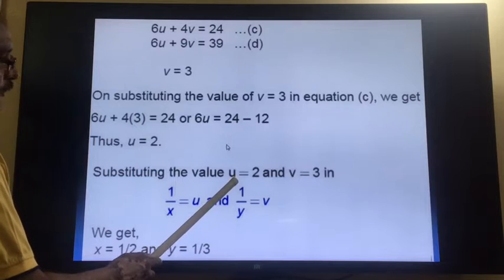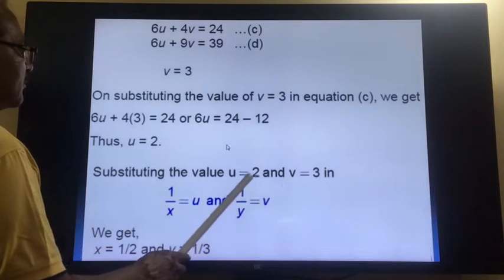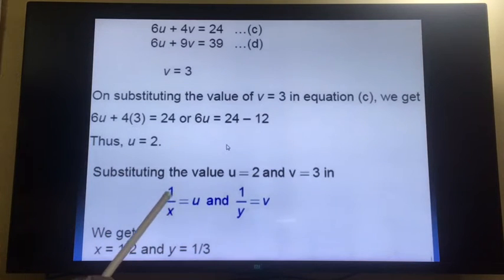Now we got the value of u is 2 and the value of v is 3. We will put these values in our supposition, which we used in the beginning.